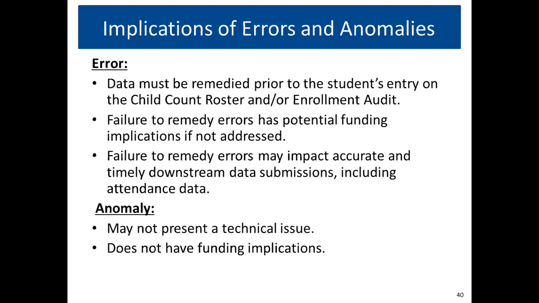The implications of the errors and anomalies: for the error, the data must be remedied prior to the student's entry on the child count roster and on enrollment audit. Failure to remedy the errors has potential funding implications if not addressed, and we've shared this in all of the trainings repeatedly. So we want to make sure that you remedy the errors so that it does not impact your funding. It also may impact accurate and timely downstream data submissions, including attendance data. For the anomaly, it may not present a technical issue, and it does not have funding implications.